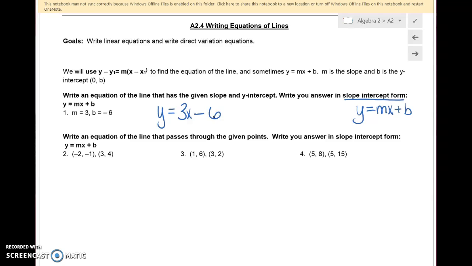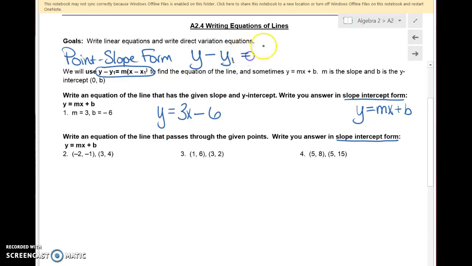Okay, in example 2, we need to write an equation of the line passing through the given points, and we're going to write our answer in slope-intercept form. That means our answer needs to look like y equals mx plus b. But to help us, we are going to use, I want you to write up here, point-slope form. This equation right here is called point-slope form. And I'm going to write it so it's just a little bit easier to read. Y minus y1 equals m times x minus x1.